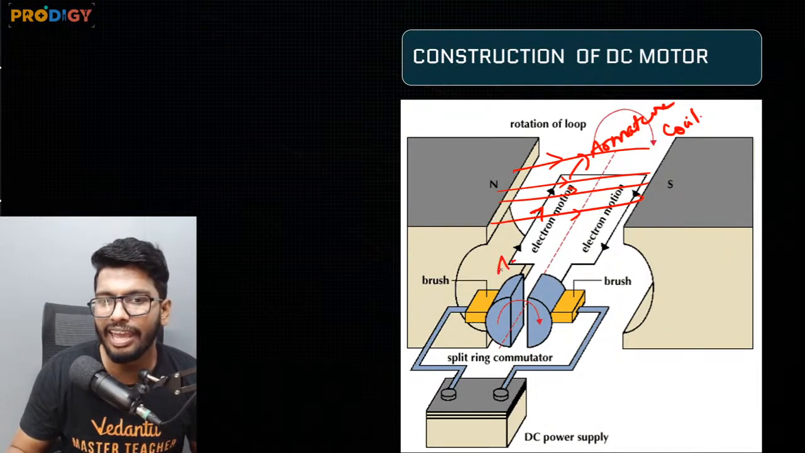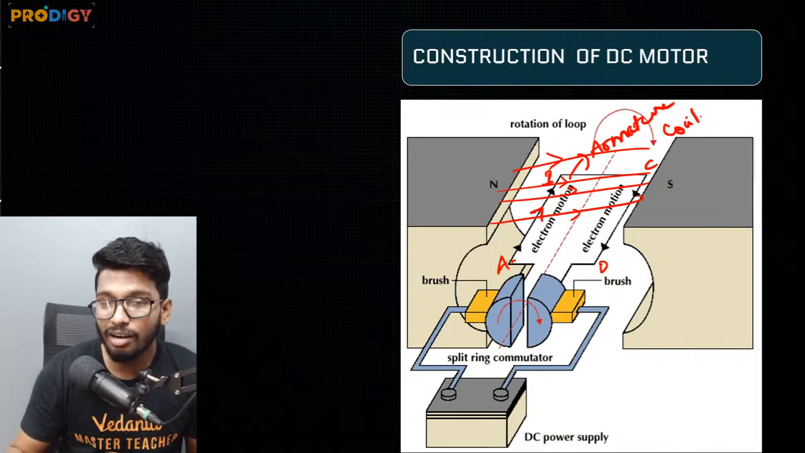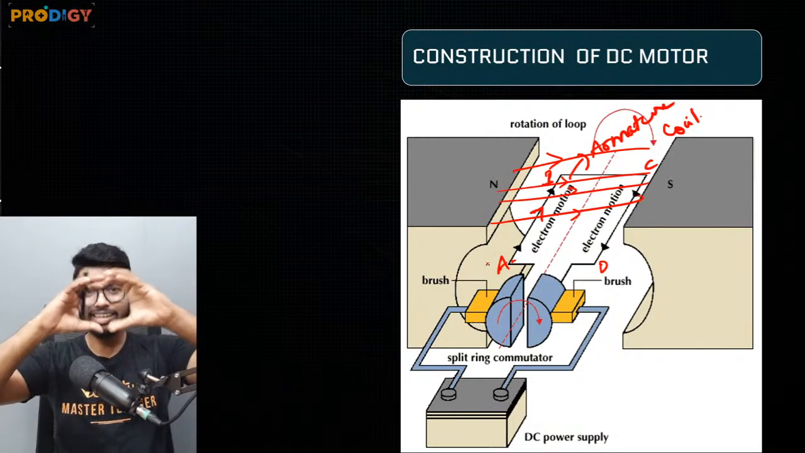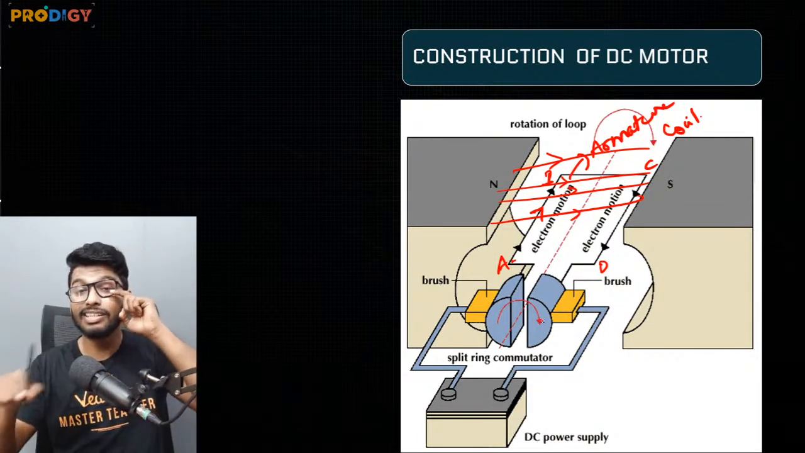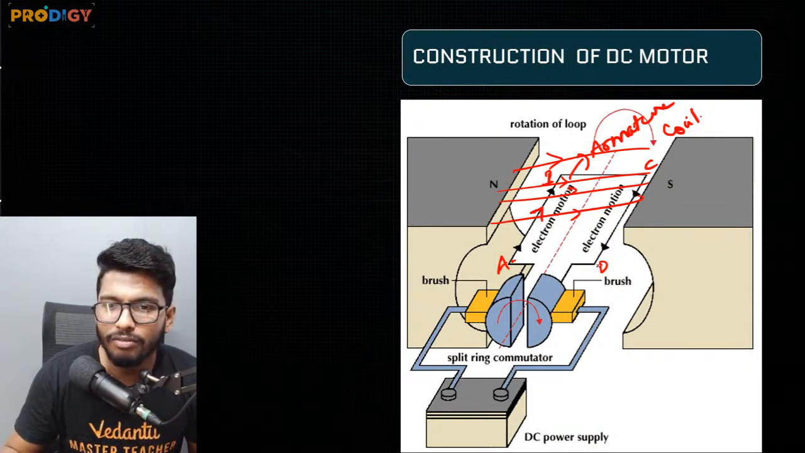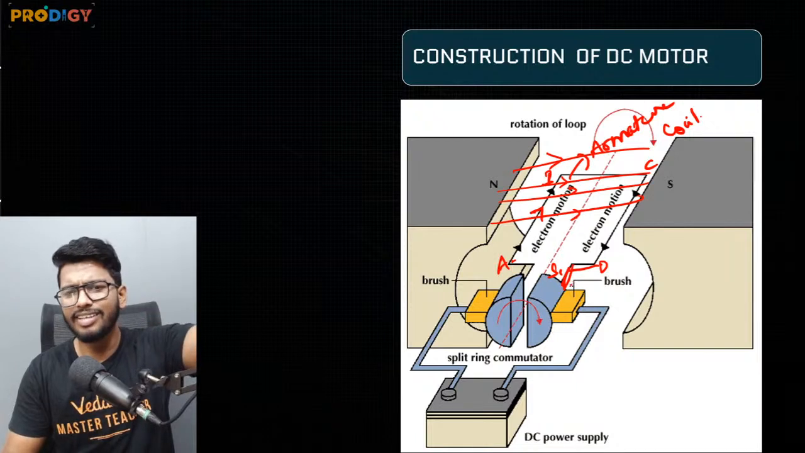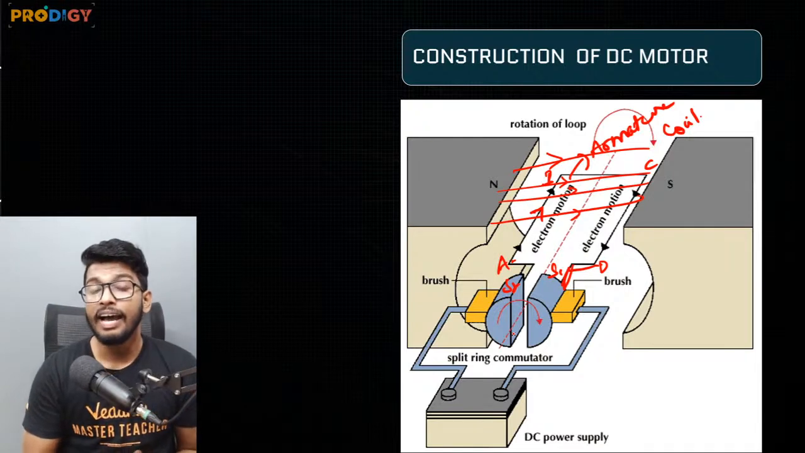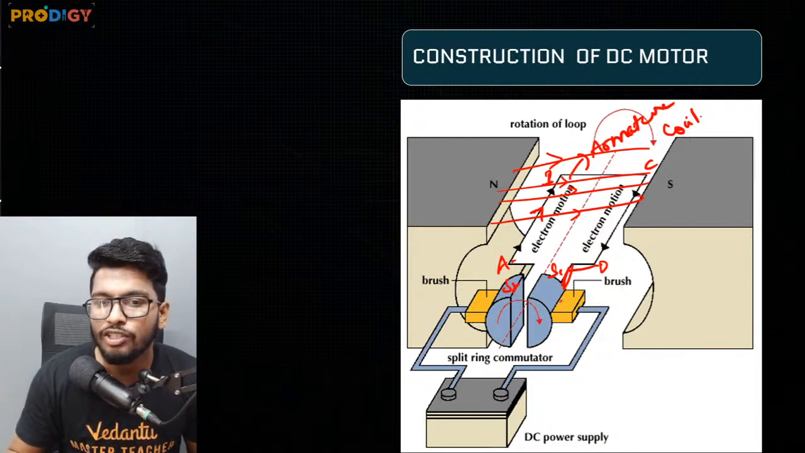We can name these points A, B, C, and D. So you can see that it's a rectangular shaped armature coil, and that armature coil is connected to something called a split ring. The split ring is like a complete ring, but it's divided in half. Again, that split ring is also free to rotate. One end of this armature coil is connected to one of the split rings, which you can call S1, and the other one you can call S2. Now, the split ring in itself is connected to the external circuit using these two carbon brushes.